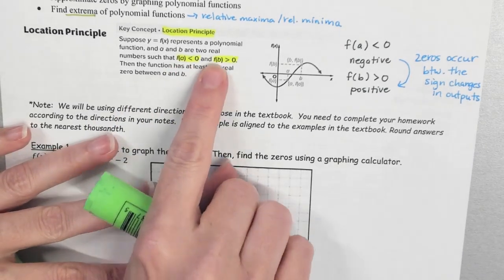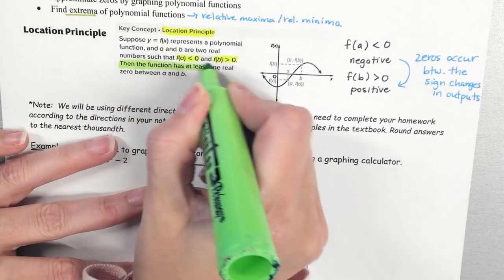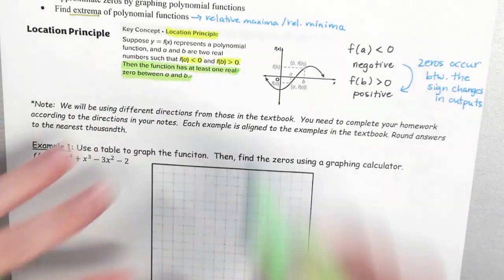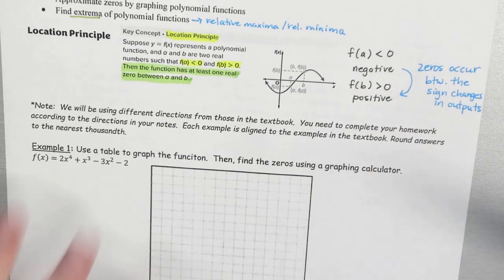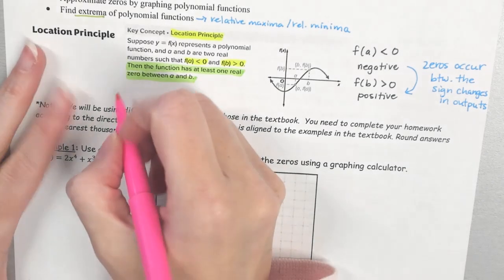If one is negative and one is positive, then the function has at least one real zero between those two values. Okay, A and B are your input values. Those are similar to your X values. And then one thing we also have to know is all the different ways to say zero, because they're going to ask you for the same thing in many different ways.